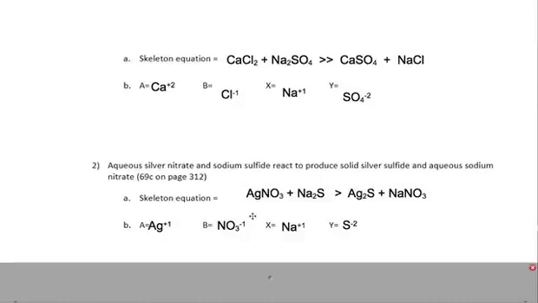That's it for the front side. I will post the key, so if you want to see the answers to the back side, I'll post that as a PDF file.